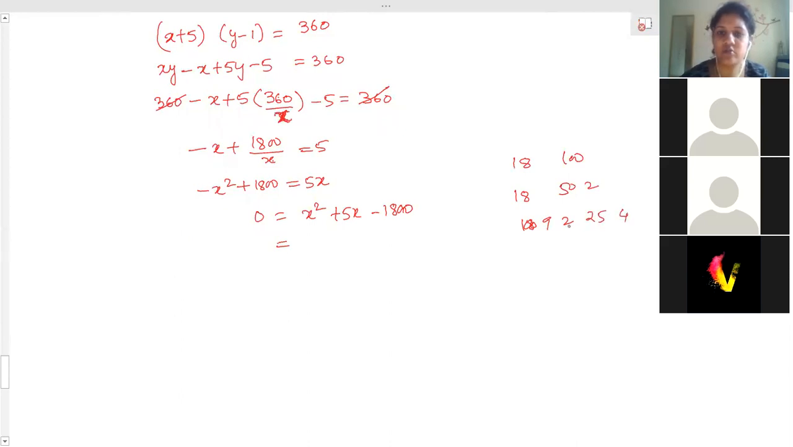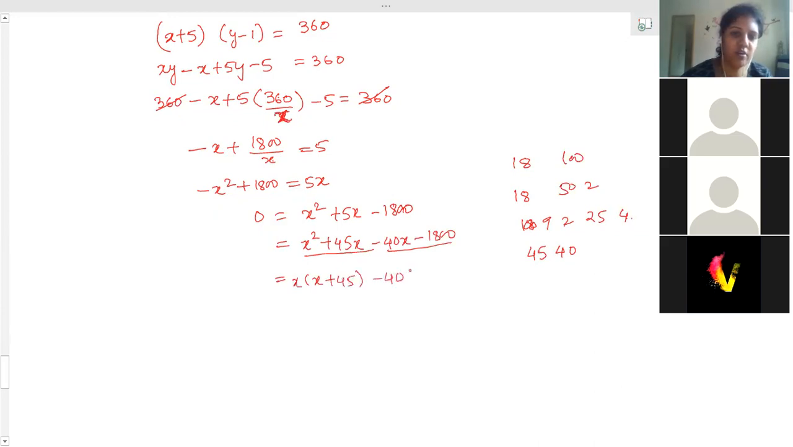1800, and 45 and 40. 45 and 40. Okay. So x square plus 45x minus 40x minus 1800. So this is equal to x into bracket x plus 45 minus 40 into bracket x plus 45. So x plus 45 into x minus 40 is equal to 0. So x is equal to minus 45 or x is equal to 40.